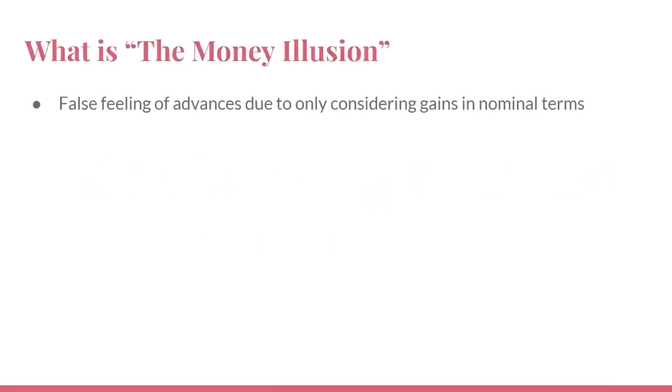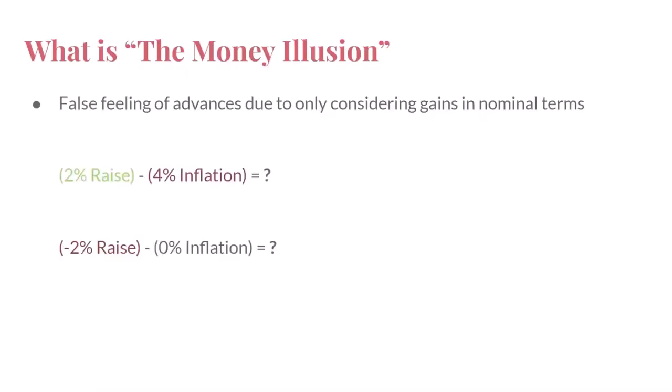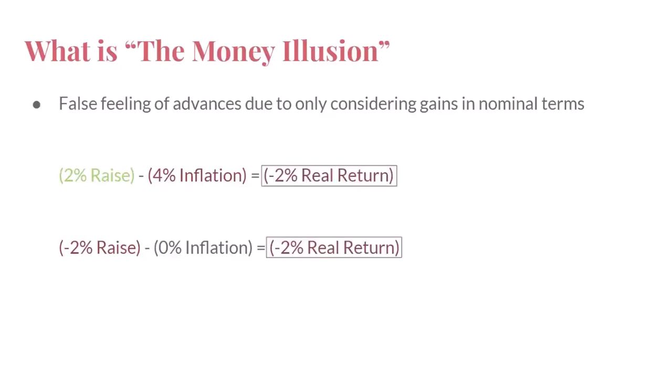The money illusion is the misperception or false feeling of advances in pay or returns due to the investor or individual only considering it in nominal, not real terms. For example, if you receive a 2% raise in a year when inflation runs at 4%, you will likely feel better than if you take a 2% pay cut in a year when inflation runs at 0%. However, both changes leave you in an identical position of being 2% behind the rate of inflation.